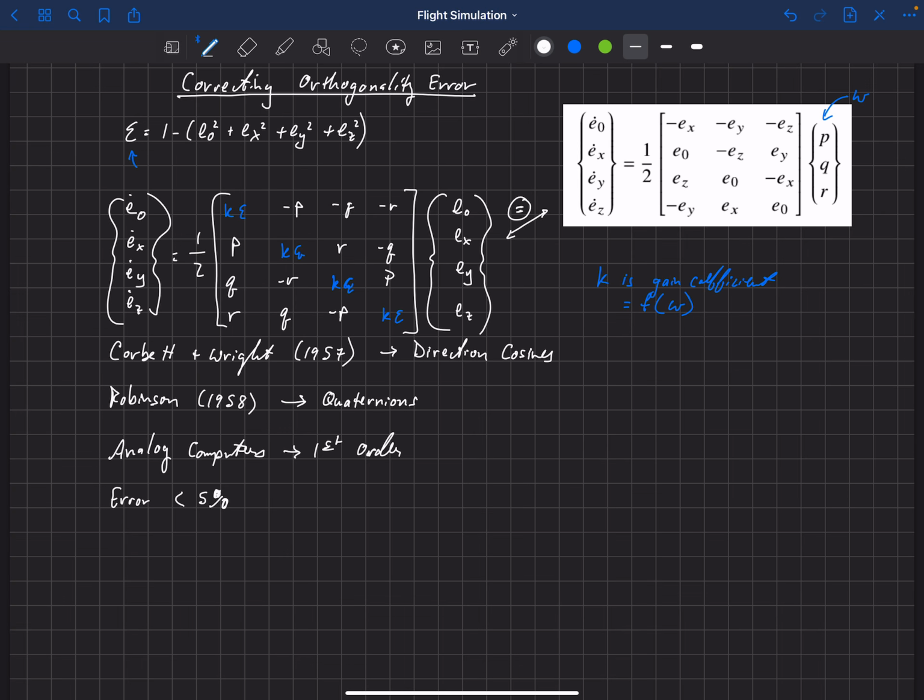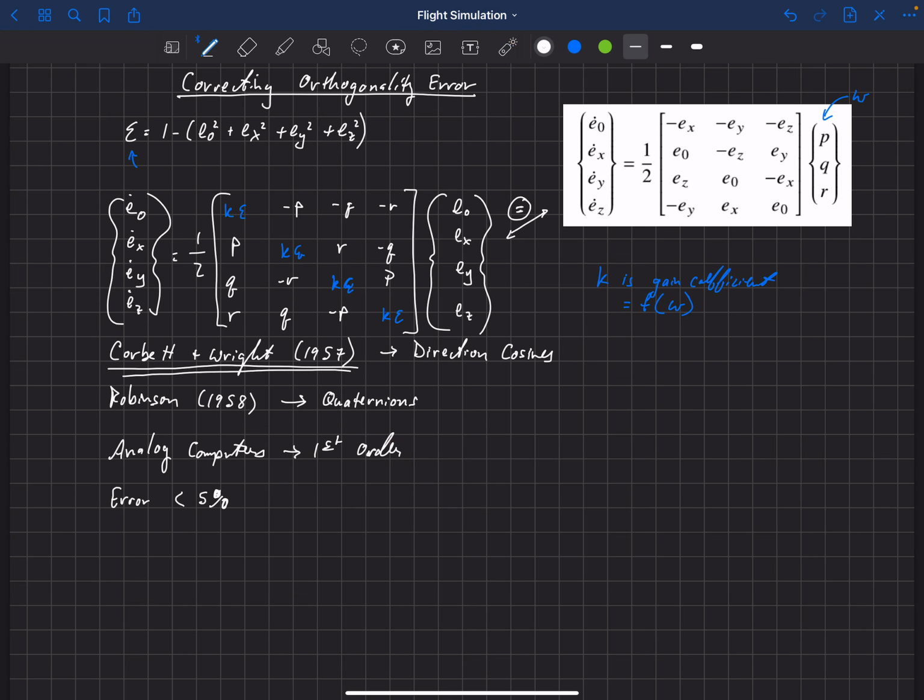So anyway, this is a method. This Corbett-Wright method has been around for quite some time, and you'll see it even in modern simulators. Modern simulators use this method to get rid of this orthogonality error. Now, what Phillips, Haley, and Gebert point out is that this is a fantastic method for first order integration, and that's the key here, because the computers back then were using first order integration. But today we don't use first order integration. We use second order or higher order, in most cases up to about fourth order integration.